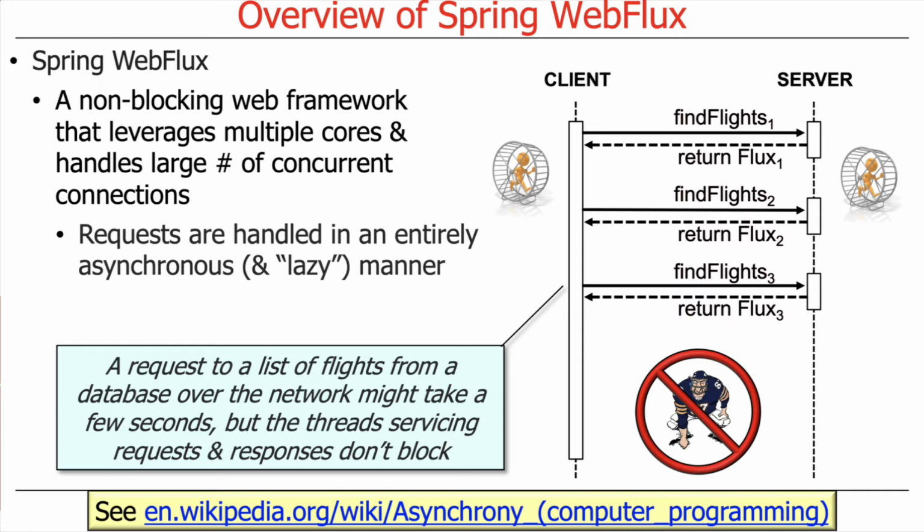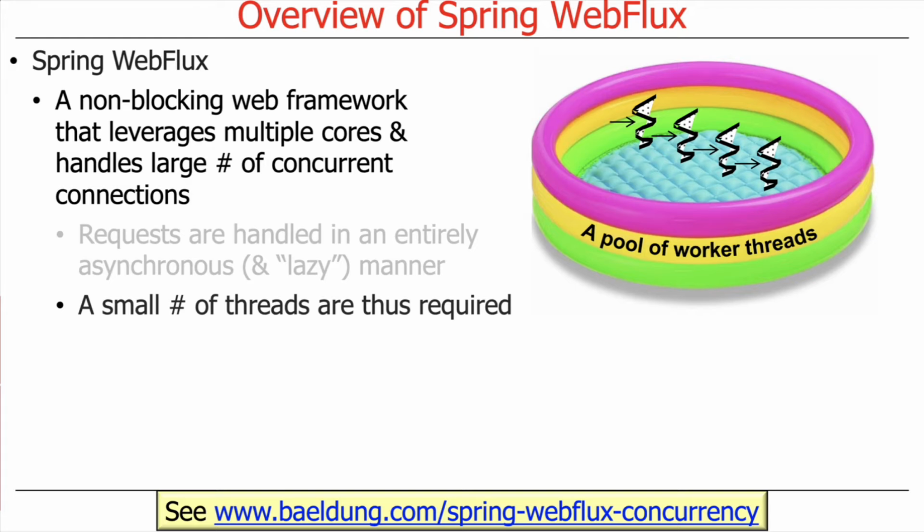We can give back a reactive type like a flux, and then as results get computed on the server side, they get sent back to the client, but the client doesn't have to wait for everything in order to be able to start providing output to the user. So nothing is blocking, basically.